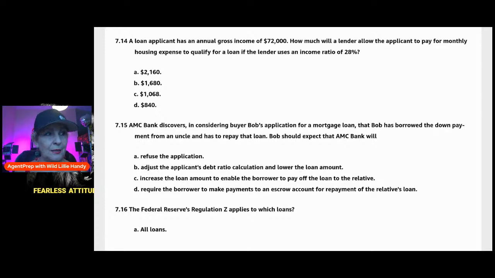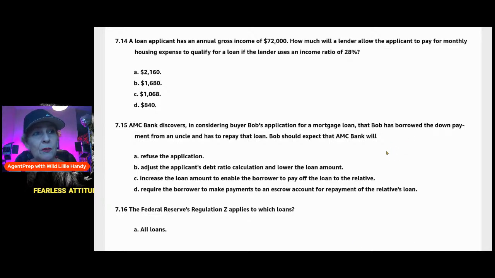Get unstuck. It's not D. Okay, the answer is B. Adjust the applicant's debt to income ratio and lower the loan amount. Because they borrowed a down payment from their uncle, now their debt increases, right? And they've got to pay more. Therefore, the lender is going to reduce the amount of money that they can loan them to purchase a property. So now they'll have to purchase a less expensive property.